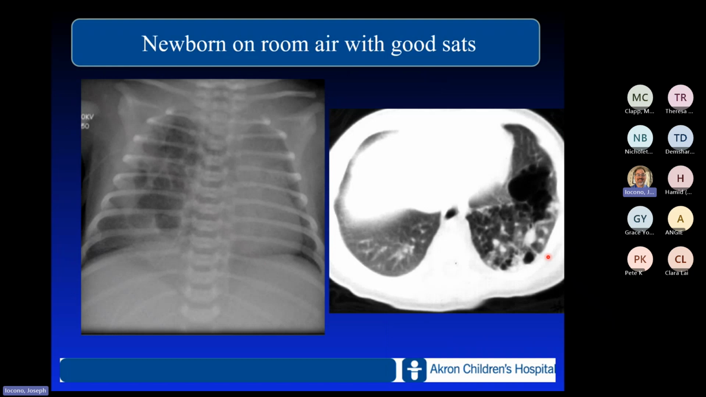Next one is a cystic lesion. The thing they'll sometimes do is, if you want to guess, this could easily be a diaphragmatic hernia. It looks like intestine in the chest, but it's the right side. And the answer is the newborn's on room air with good sats, not in respiratory distress. So that is not a diaphragmatic hernia. That's a cystic lung lesion called a CPAM.